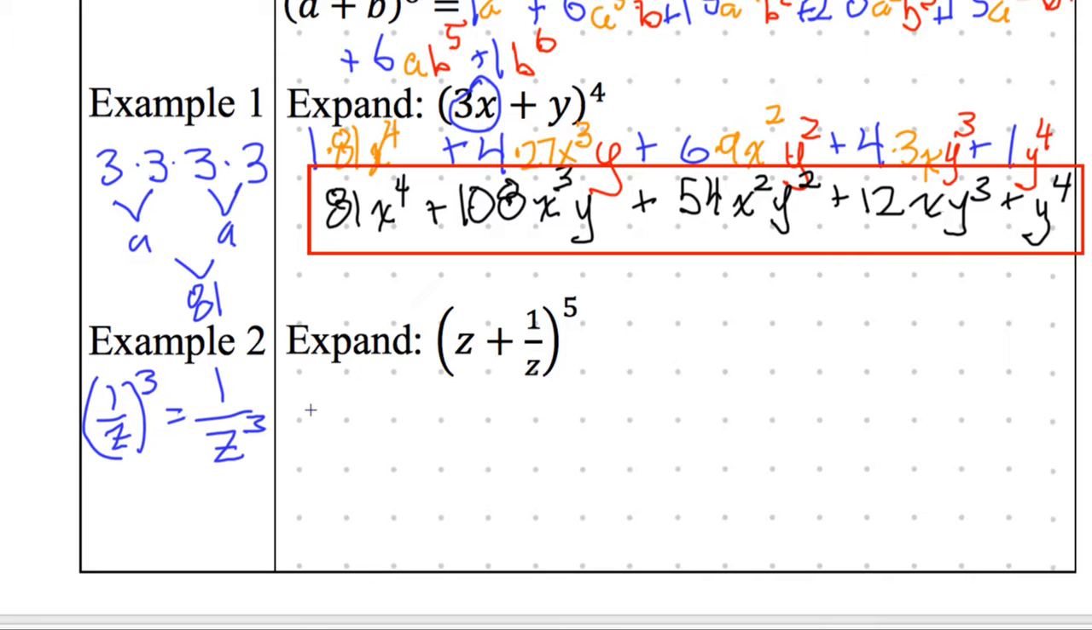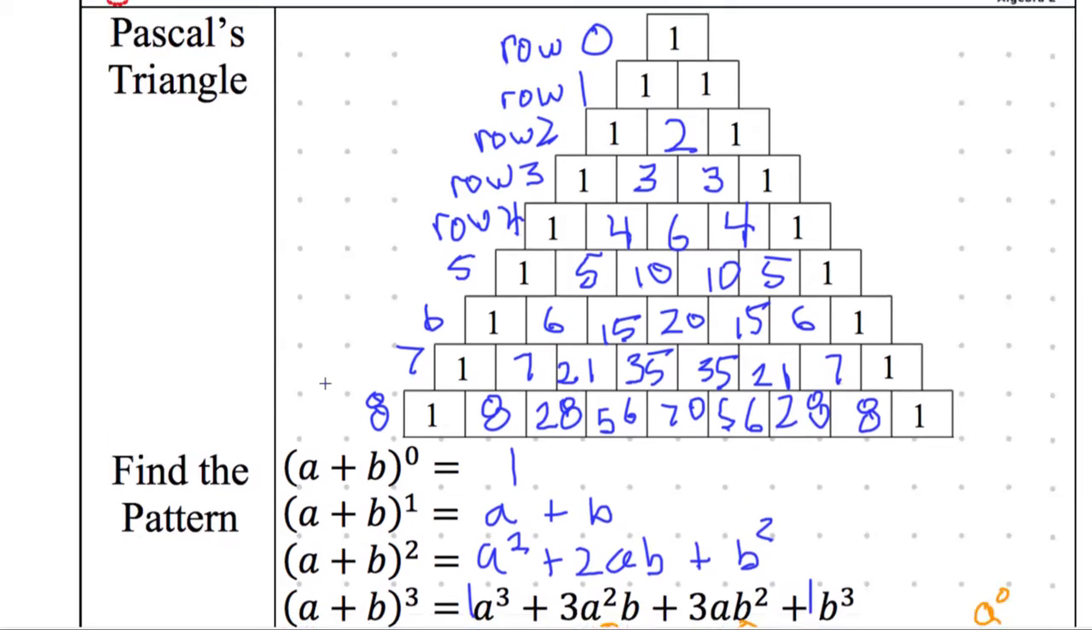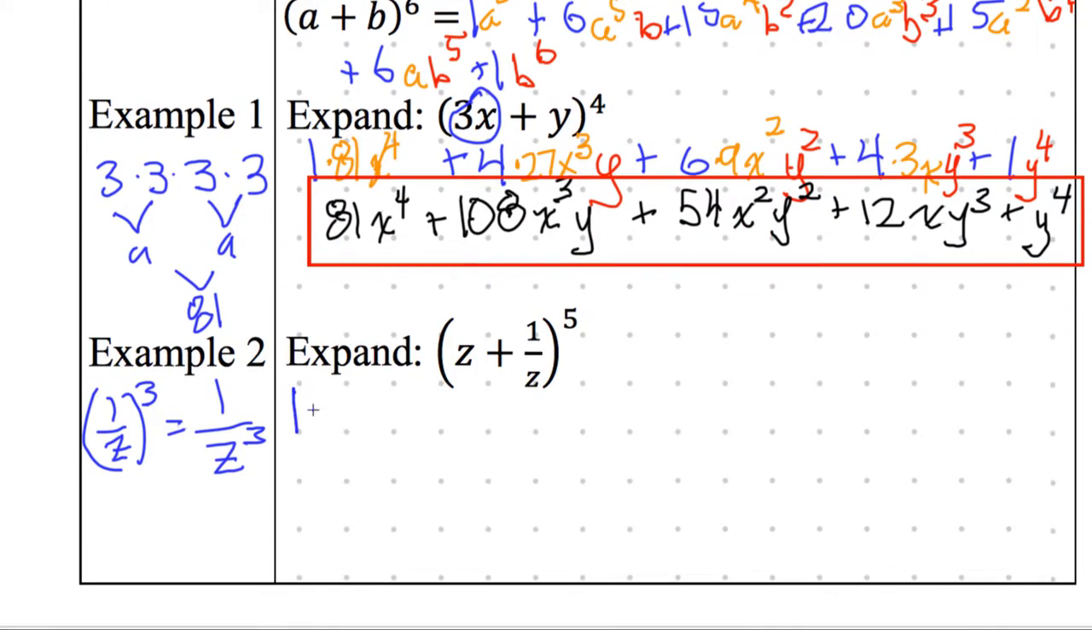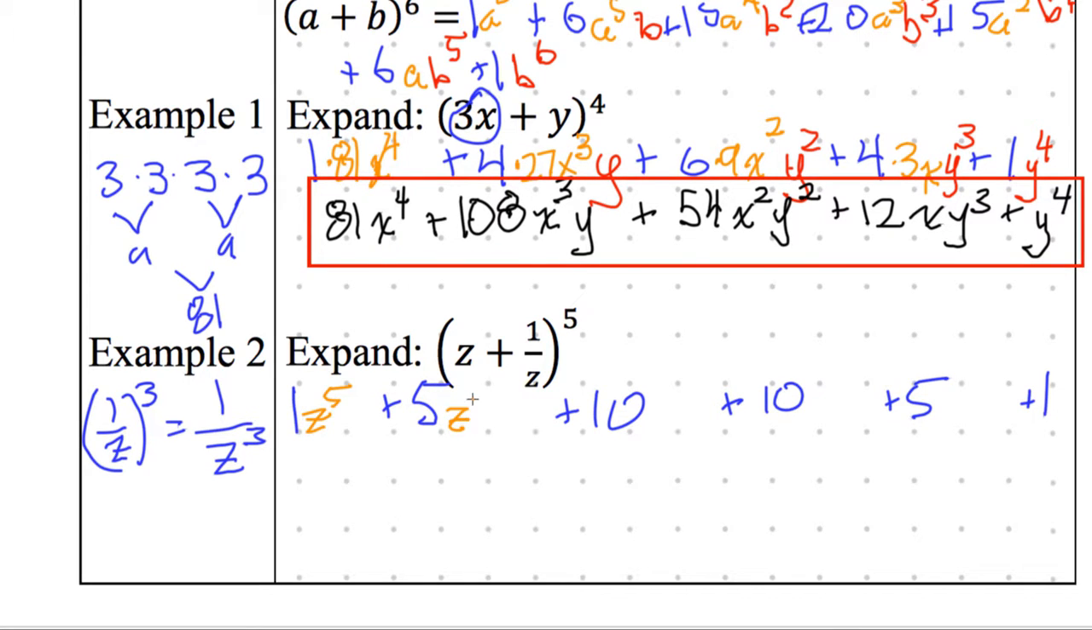So my coefficients are 1 plus 5 plus 10 plus 10 plus 5 plus 1. Hopefully that's enough room to write everything. Okay, so the first term is z, so z to the power of 5, z to the power of 4, z to the power of 3, z to the power of 2, and then z.